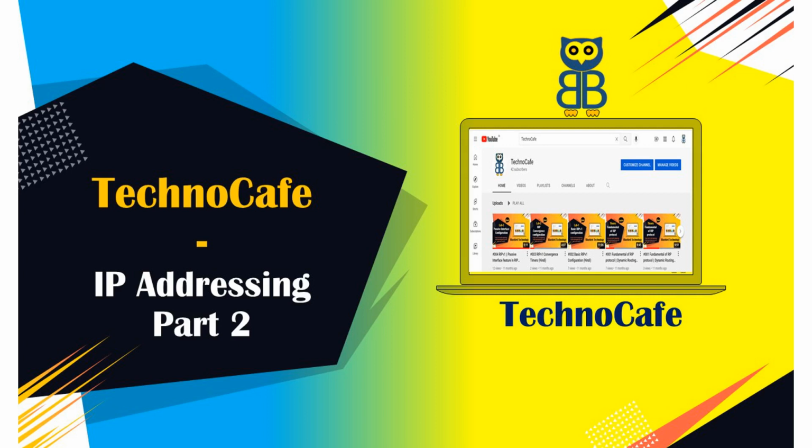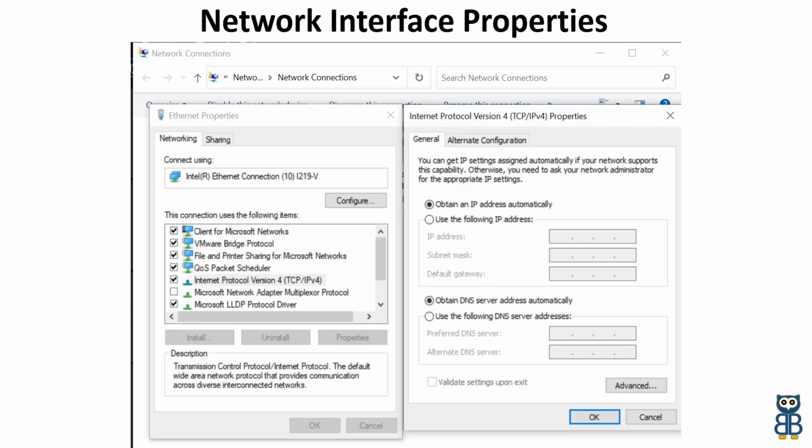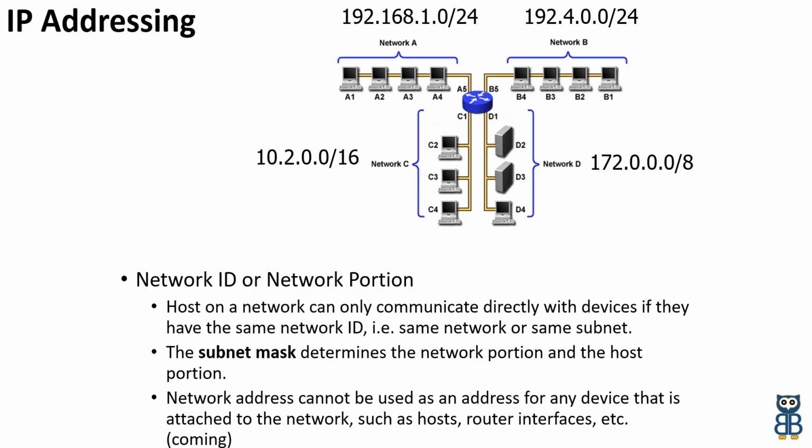Remember, when you assign an IP address to your computer or laptop, you have to fill three major entries: IP address, subnet mask, and default gateway. IP address information we have already covered in our previous lecture. Now we need to understand what is subnet mask. The subnet mask determines the network portion and the host portion.